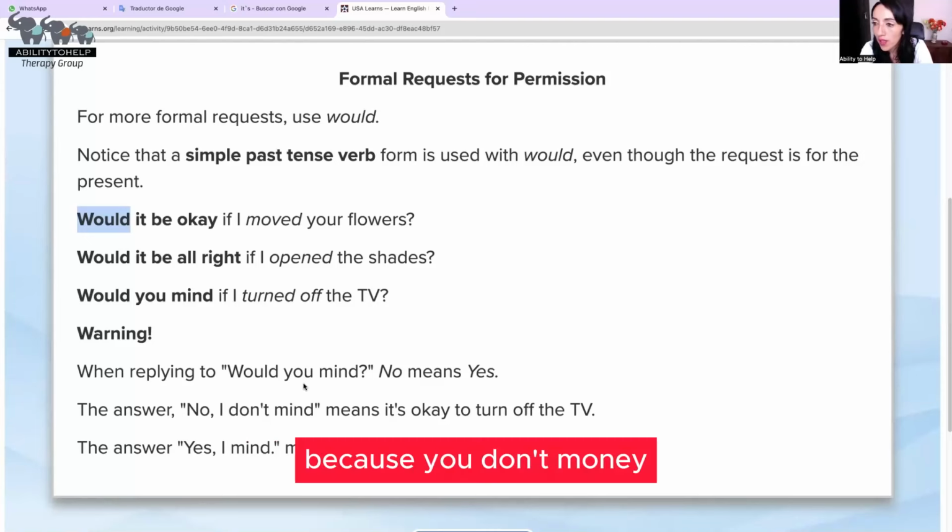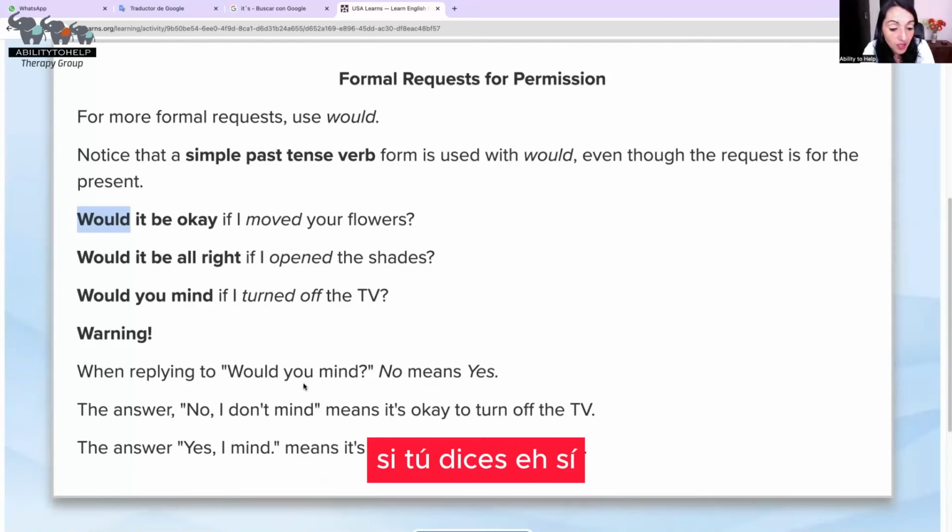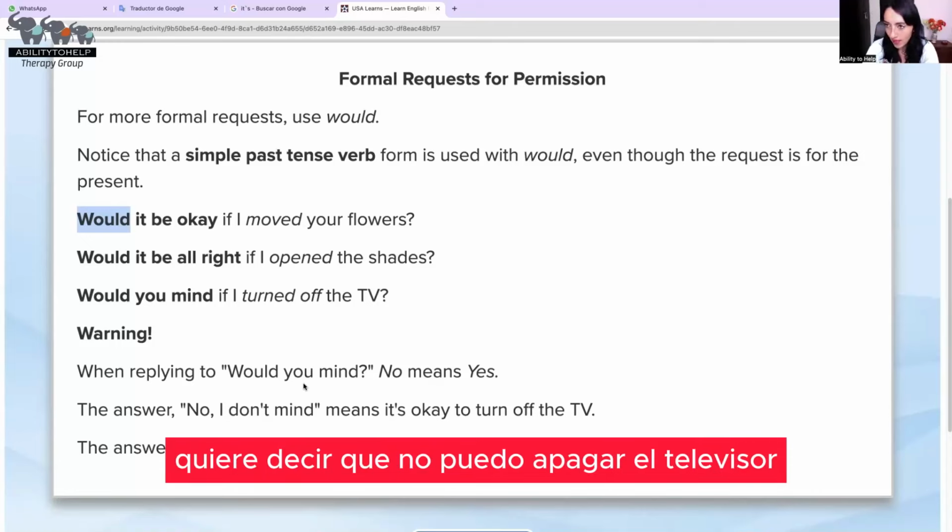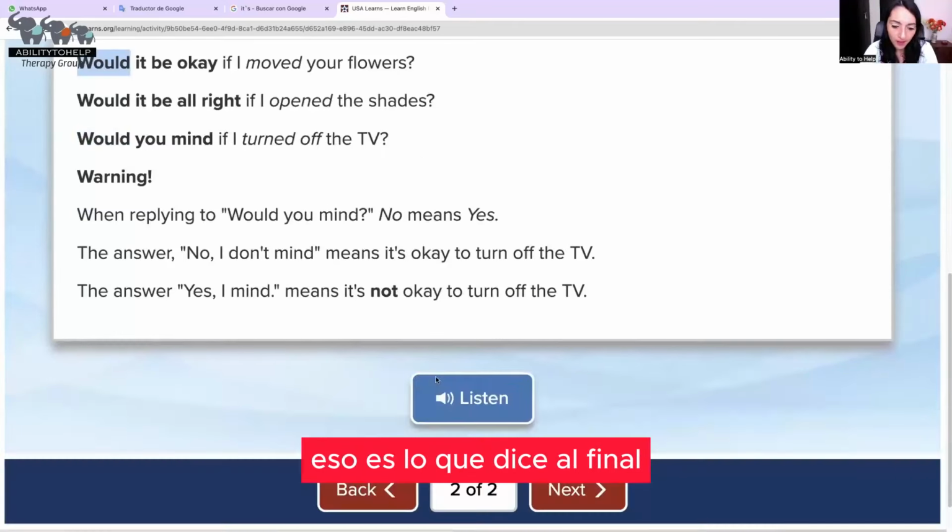Because you don't want it. Si tú dices, sí, sí me importa, quiere decir que no puedo apagar el televisor. Eso es lo que dice al final.